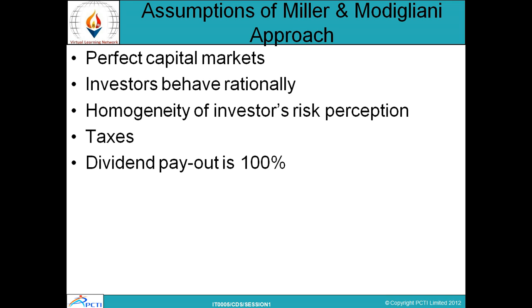And the last assumption is dividend payout, which is 100%. No company will pay out 100% of its dividend. The company will keep a certain amount reserved with itself for contingency payouts. So these five assumptions are important for the Miller and Modigliani approach. Any questions, friends, before we move further?